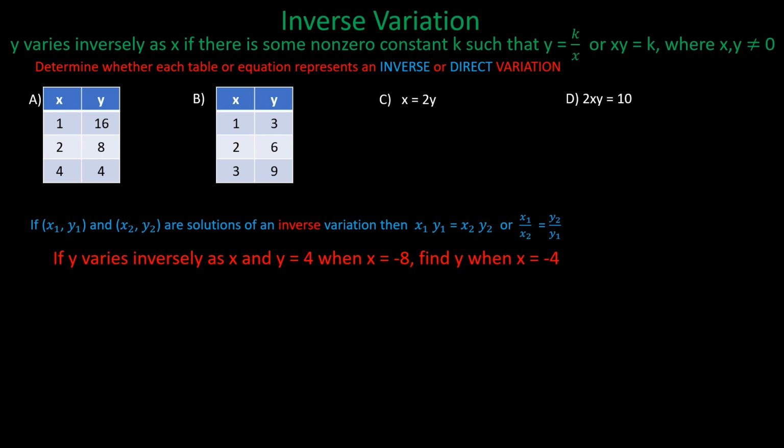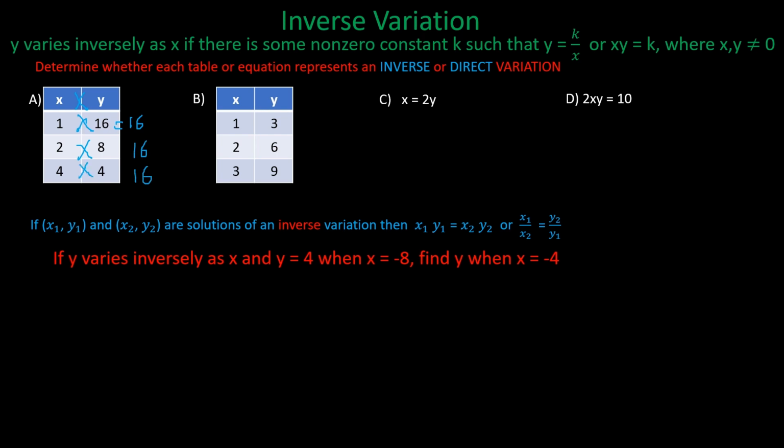Let's solve this. Show whether each table or equation represents an inverse or direct variation. To see the difference between inverse and direct variation, we first multiply x times y. If it gives the same number, the product will be constant, so it will be an inverse variation, because xy should equal a constant. So 1 times 16 equals 16, 2 times 8 equals 16, and 4 times 4 equals 16.